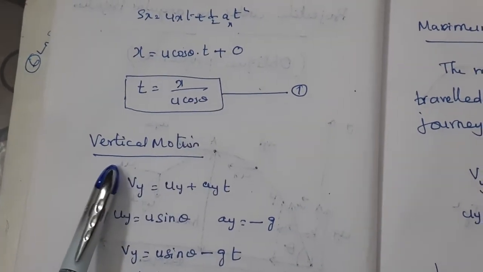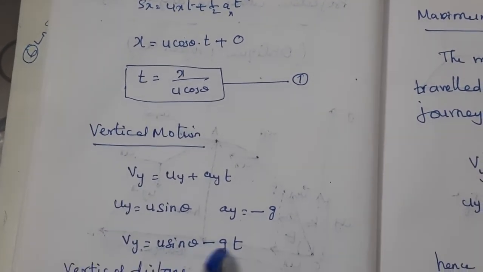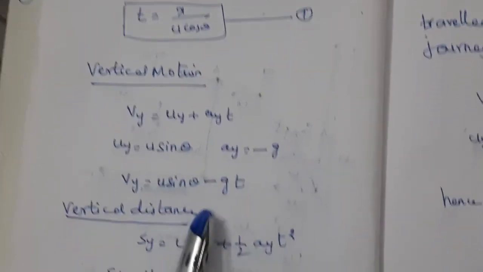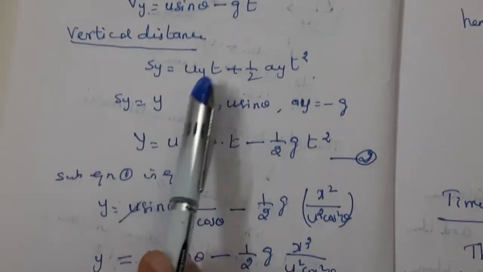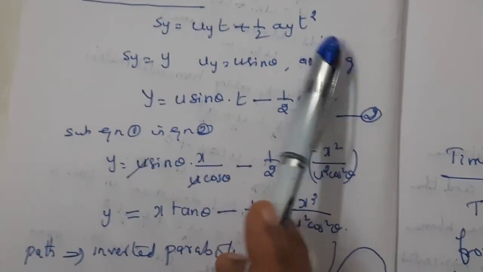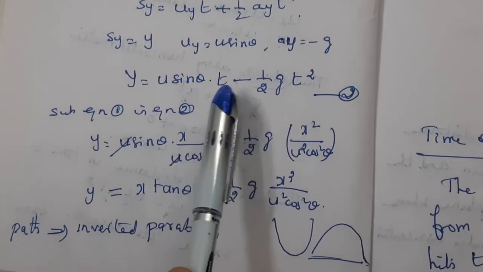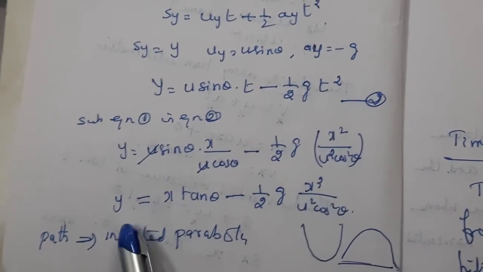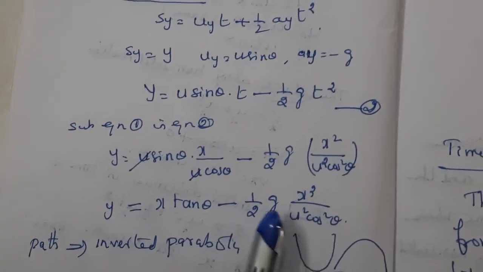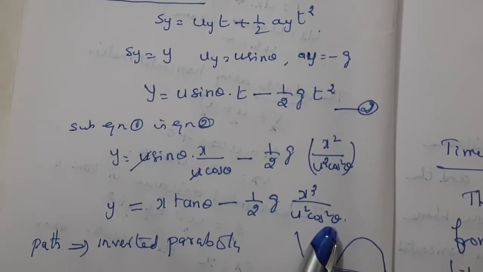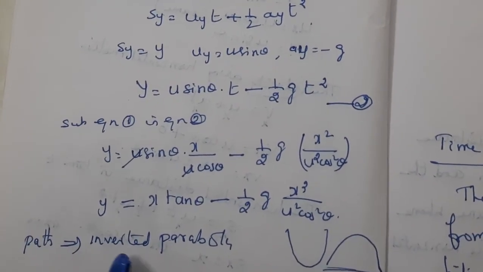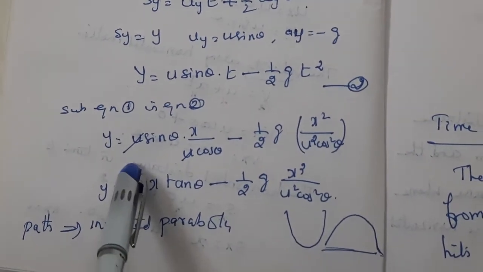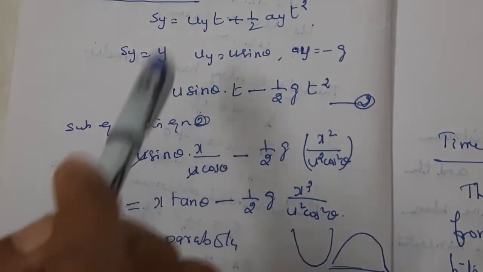Vertical motion, the velocity vy equal to u sin theta minus gt because ay equal to minus g. And vertical distance is obtained by sy equal to uyt plus half ayt square, and y equal to u sin theta t minus half gt square. By substituting the t value, we got y equal to x tan theta minus half g x square by u square cos square theta. So this path is an inverted parabola. This equation is the equation of parabola, that is called inverted parabola.